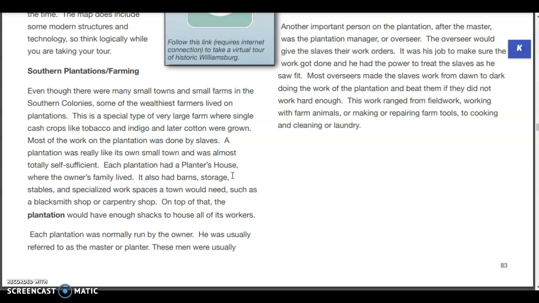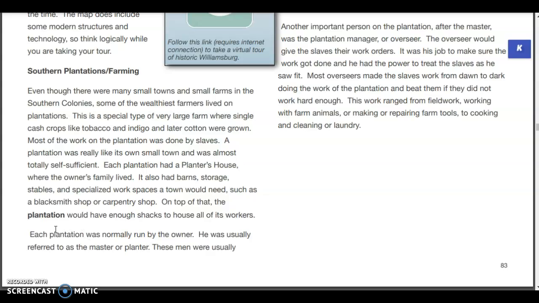Each plantation had a planter's house where the owner's family lived. It also had barns, storage, stables, and specialized workspaces a town would need, such as a blacksmith shop or carpentry shop. On top of that, the plantation would have enough shacks to house all of its workers.